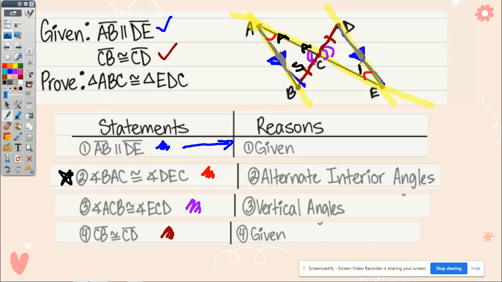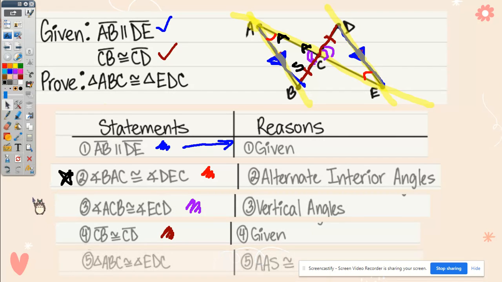I started with my red angle, I went to the vertical purple angle, and I went to the burgundy side. So I have AAS for both of them. I'm just going to write it one time though, so you don't get confused. So I have that triangle ABC is congruent to EDC by angle side congruence.